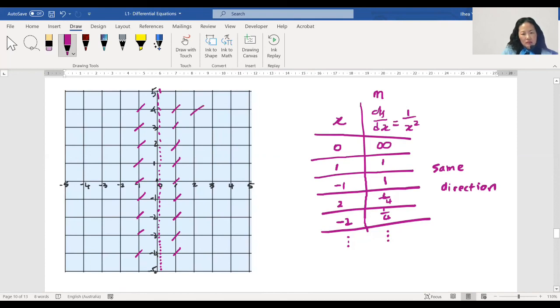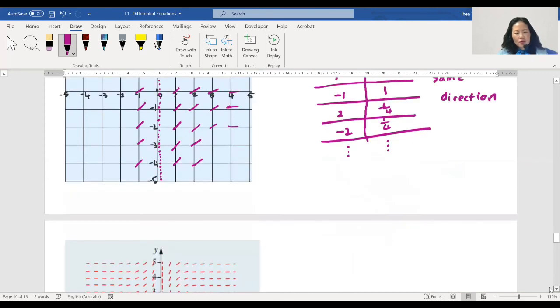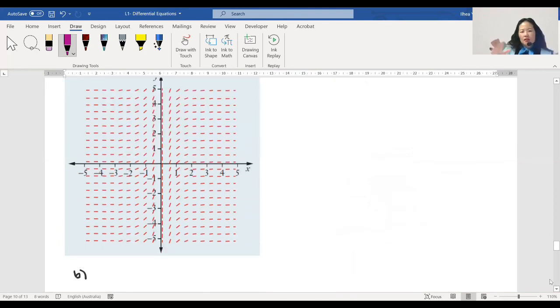Let's see if I could do that. Not so good, but you know what I mean. I'm just going to do one side because the other side is exactly the same. So when you practice at home, make sure they are the same. And eventually, it'll be like that. This is what will happen if you take your time and do it really nicely. They're all the same direction. Make sure you remember that. All right, so that was the direction field for dy/dx equals 1 over x squared.